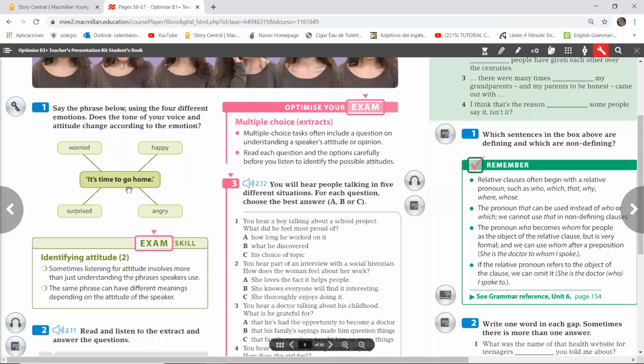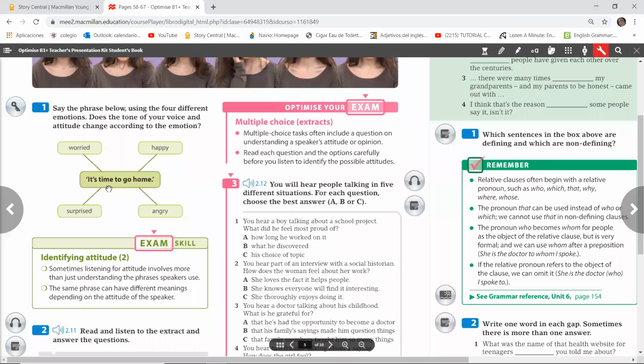This is a statement, but you have to pay attention when you talk. Obviously, if you're worried, if you're happy, if you're surprised, and you're angry, you're going to change your voice. Always we change the voice when we have different attitudes, okay? For example, when we're worried, we're not going, ha, ha, ha, it's time to go home. Obviously no, because I'm worried, okay? I'm going to manage my voice with a worried voice, okay?